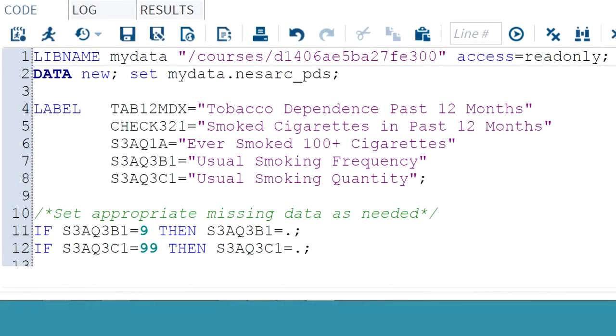Returning to the SAS program we've been building to examine our NESARC data, let's quickly review the program pieces once again. First, we have the libname statement, which calls in or points to the course data set and tells us where to find the data. Next, the data step begins with the data command, and then reads in the specific data set, in this case, the NESARC data. We also added labels to help read the output easily and set appropriate missing data.